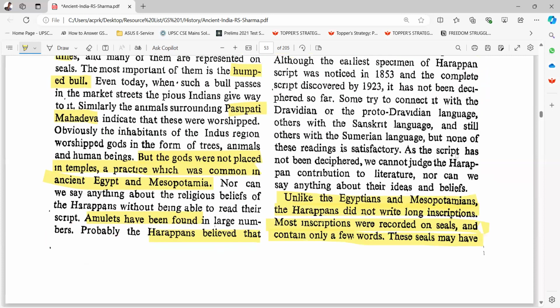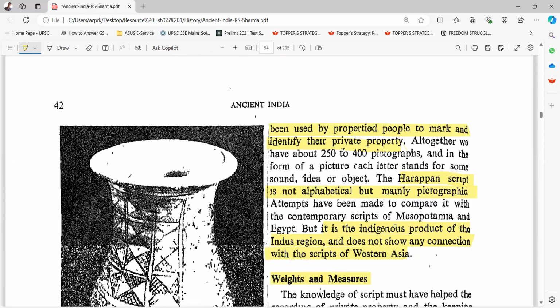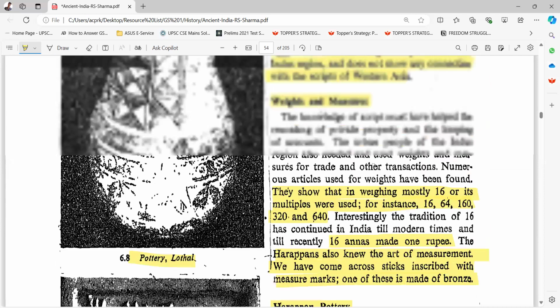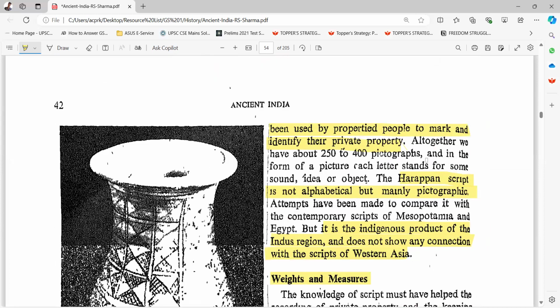As the script has not been deciphered, we cannot judge the Harappan contribution to literature, nor can we say anything about their ideas and beliefs. Unlike the Egyptians and Mesopotamians, the Harappans did not write long inscriptions. Most inscriptions were recorded on seals and contain only a few words. These seals may have been used by property people to mark and identify their private property.